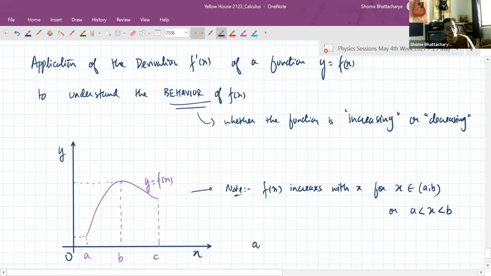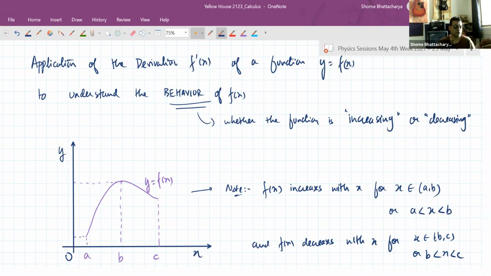Whereas the function decreases with x for x belonging to the interval B to C, or the moment x becomes greater than B, up to the point C. Beyond C, we can't tell what is happening because the graph is given only up to here. But in this interval from B to C, we can see that the value of the function f(x) is decreasing as x is increasing. That is what we mean by saying that the function is increasing or decreasing.